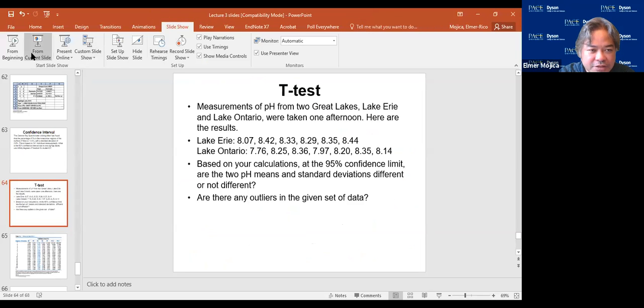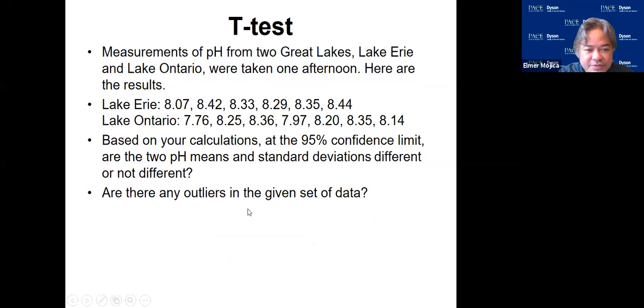Okay? So the last one that we have here, you're asked if any outliers are there in a given data set. When we have outliers, we're going to look at what values? The one that's either too high or too low. And then we're going to determine if it's an outlier or not. So what are the possible outliers here? This one and this one.